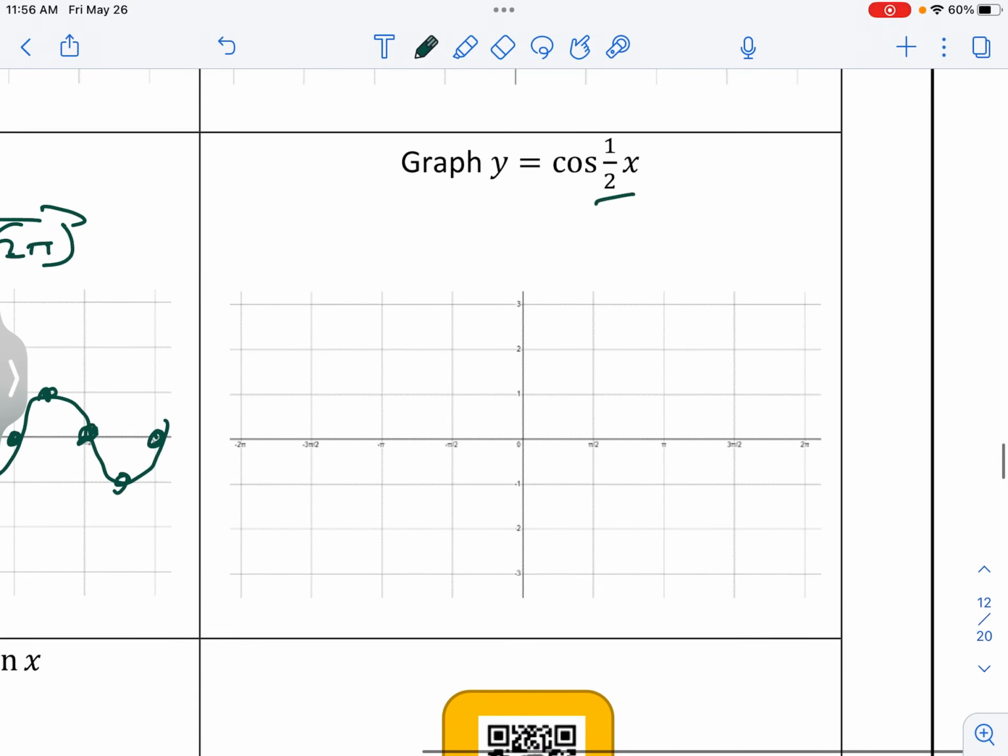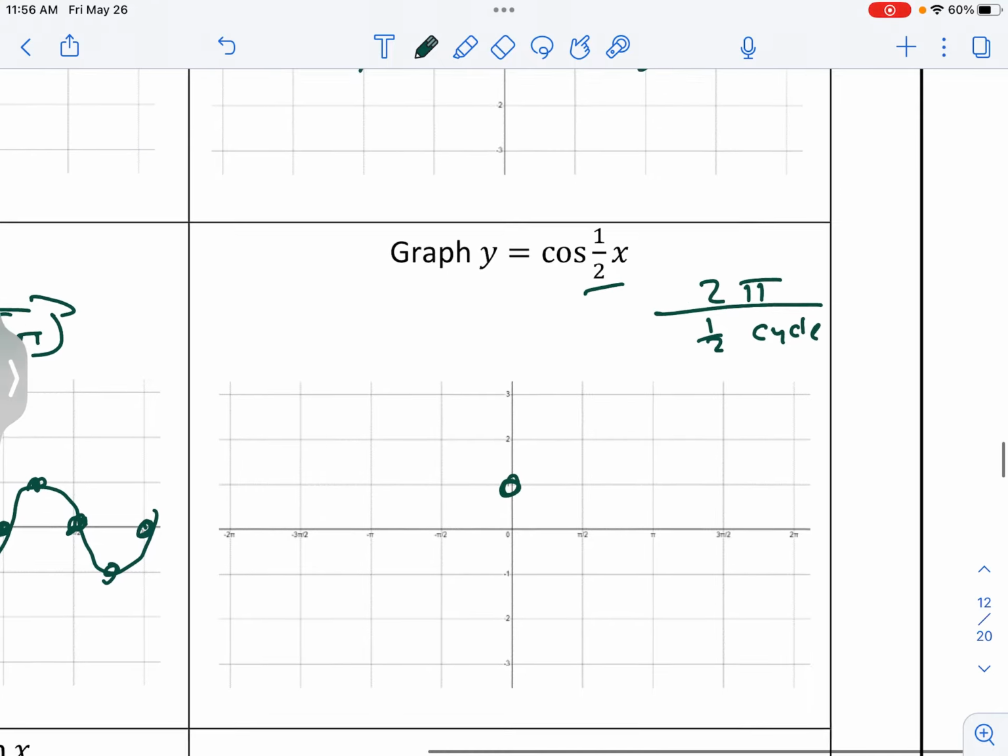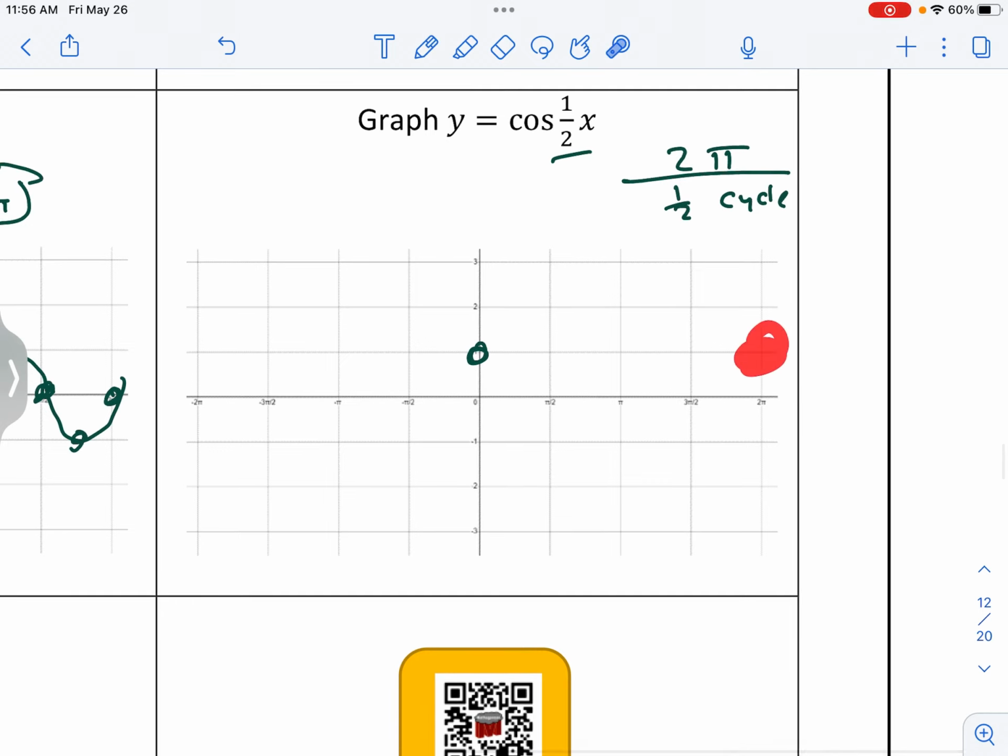Well, what happens when we put a 1/2 on our x? Instead of 2 pi, now we only want half a cycle to happen in a normal 2 pi. So if cosine starts at 1, over here at 2 pi, we're not going to end up back at 1. We're only going to make it halfway. So we're only going to get to -1 by then, which means we're going to cross 0 at pi, and we can take it backwards as well. So you get a nice wider cosine graph going like that.